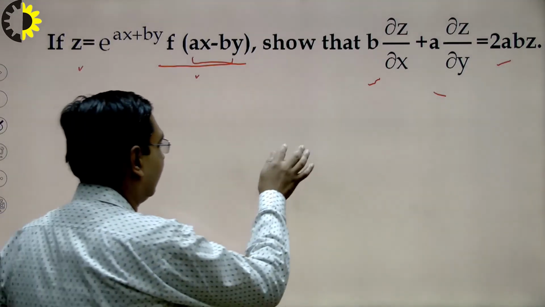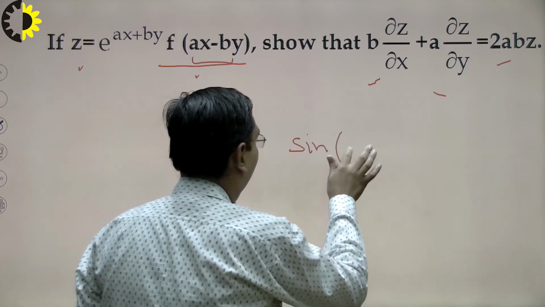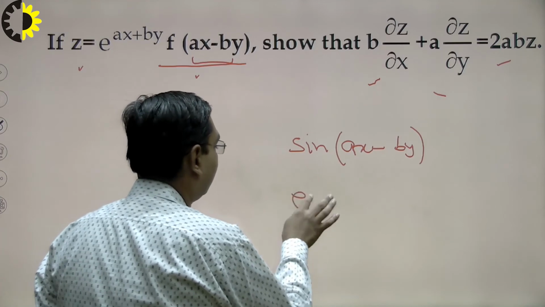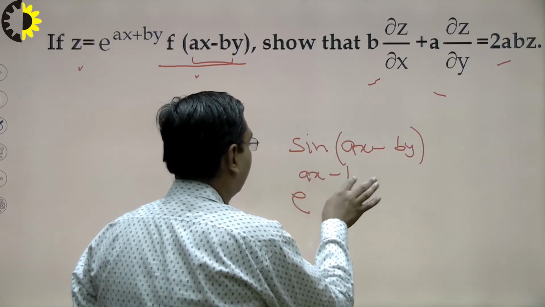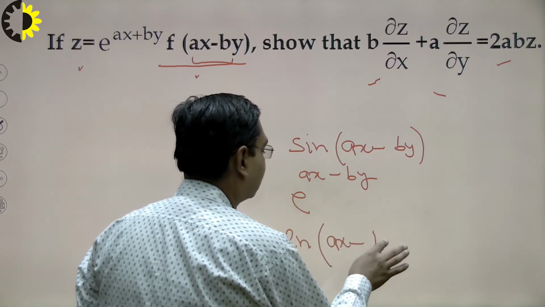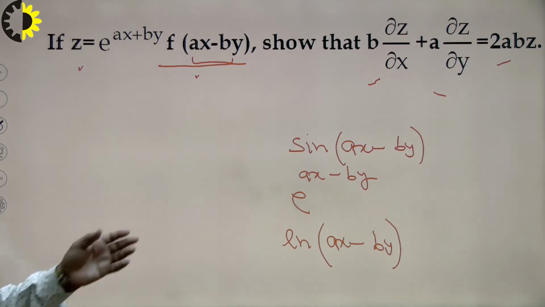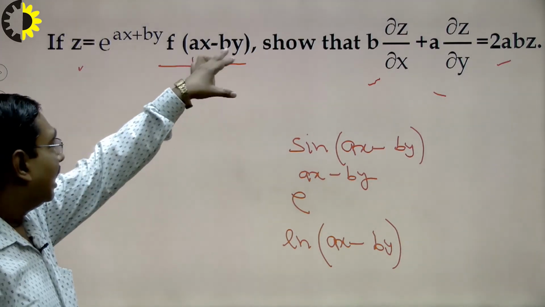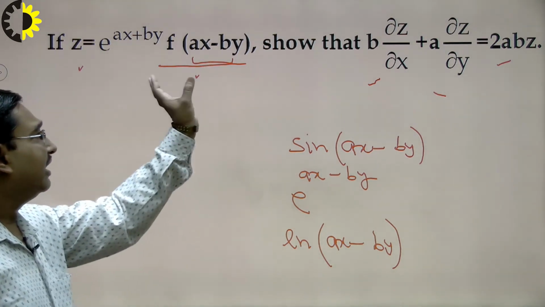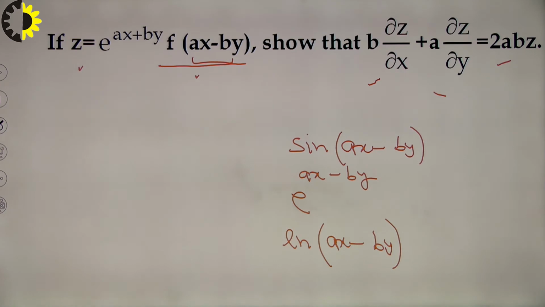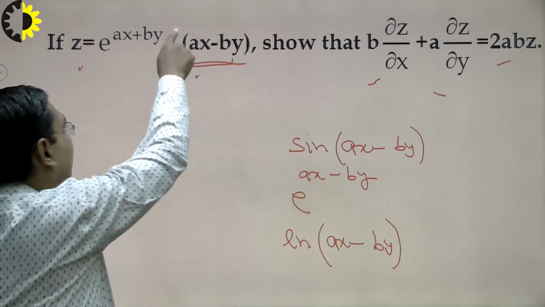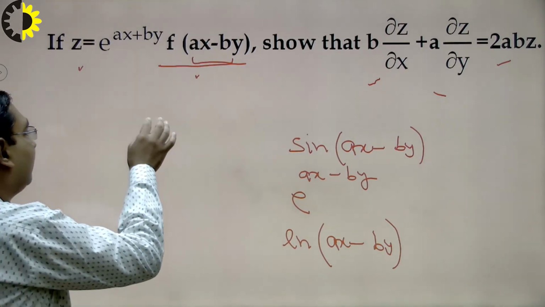In this case, it may be sine of ax minus by, it may be e raised to the power ax minus by, it may be ln of ax minus by, or something else. Then how do we differentiate this function f of ax minus by? Whenever we differentiate this f of ax minus by, what will we do? We first differentiate this function f. It will give f dash.